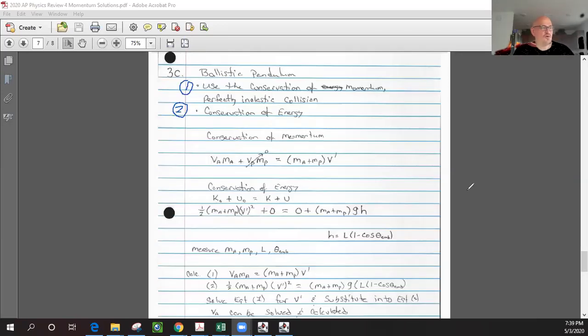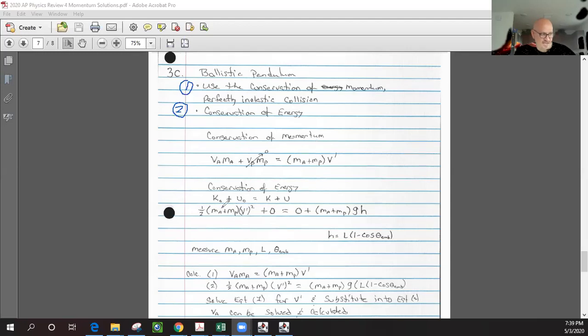Okay. So, ballistic pendulum: we're going to use the conservation of momentum, a perfectly inelastic collision, and conservation of energy. The first part is conservation of momentum. Here it is, this is the equation here. Then we're going to use the conservation of energy: kinetic energy initial plus potential energy initial equals kinetic energy final plus potential energy final. The initial kinetic energy is going to be 1/2 (ma + mp) v prime squared.